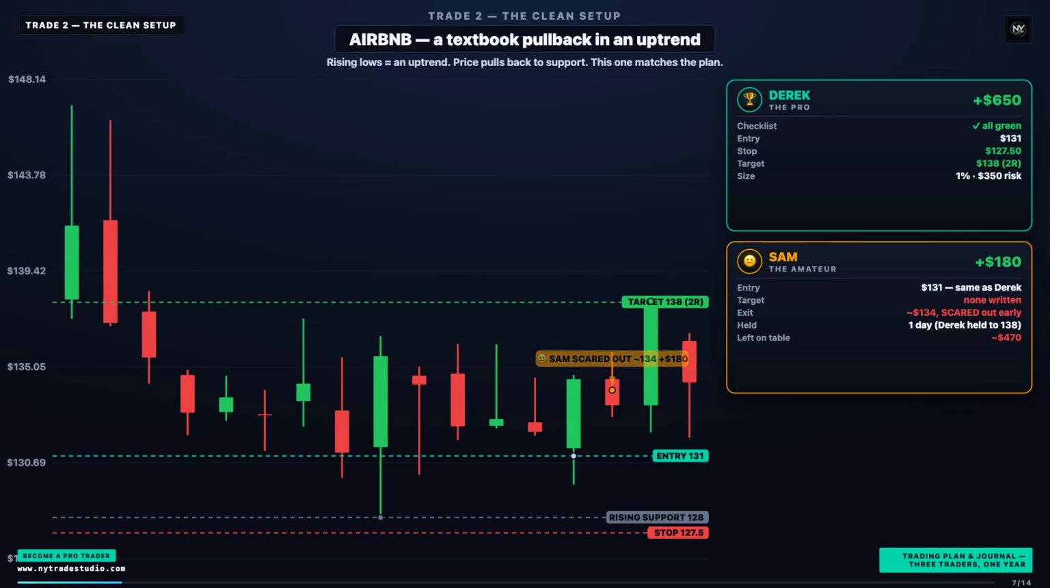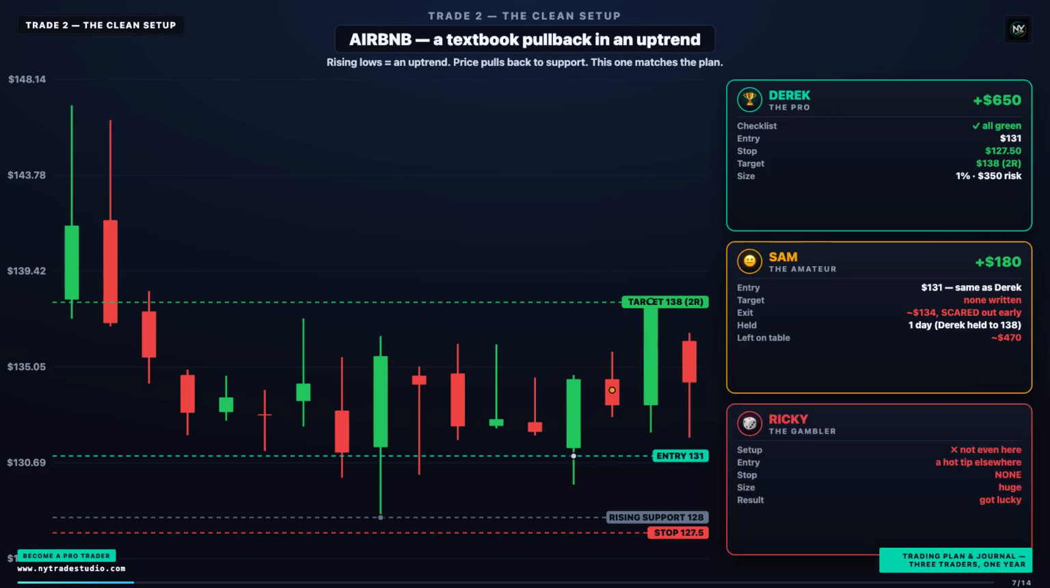Amateurs cut their winners early and let their losers run. The pro does the exact opposite, and you just watched it. Derek held to his target. Sam panicked into a tiny gain, and Ricky is not even on this chart. He is off chasing a hot tip on something else entirely, and this time he gets lucky and bags $1,700. His account jumps, and so does his ego. Remember that feeling, because luck always sends a bill, and Ricky's is about to come due on the very next trade.